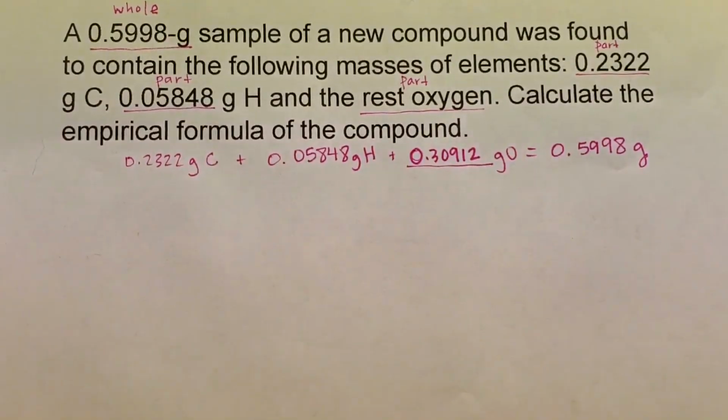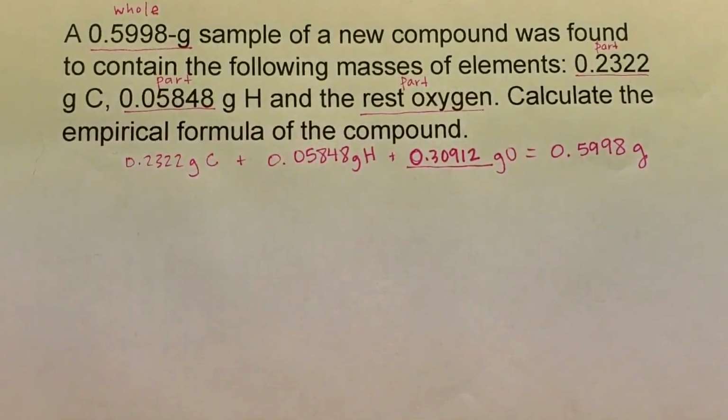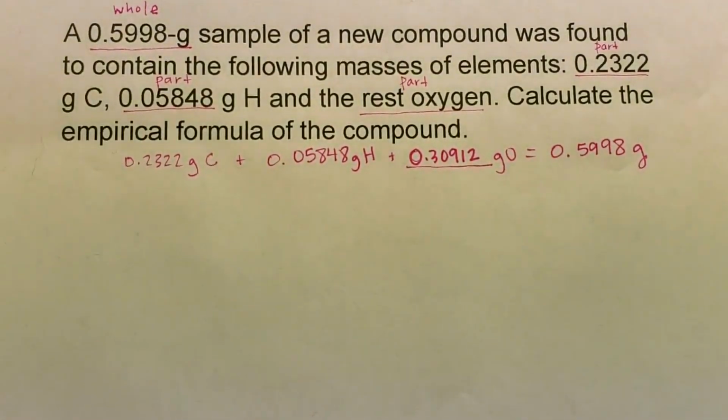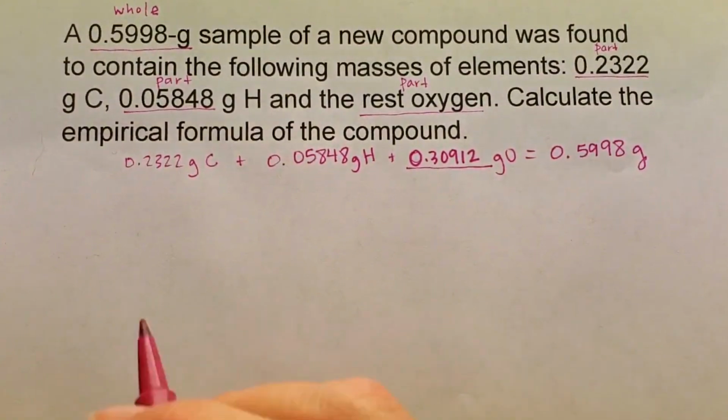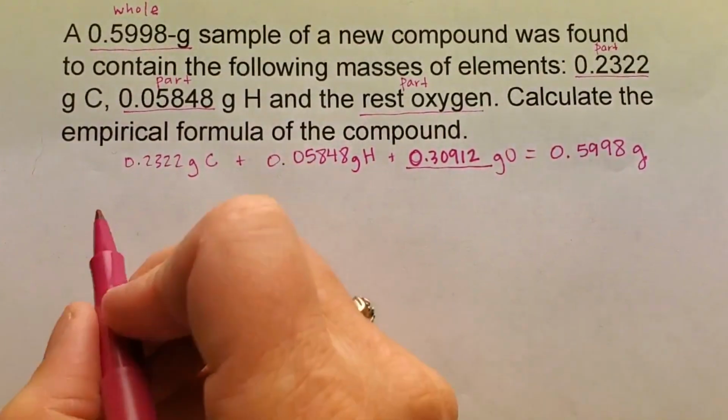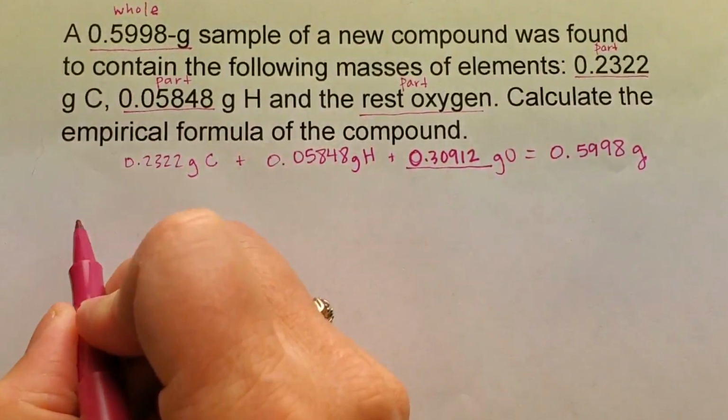Another thing you need to know is that sometimes you're going to be given a problem where it doesn't tell you the masses of each element. It tells you the whole compound's mass and then some of the elements' masses. And you have to add the masses that you know up and subtract them from the whole to get the mass of the unknown element, like I've done here.